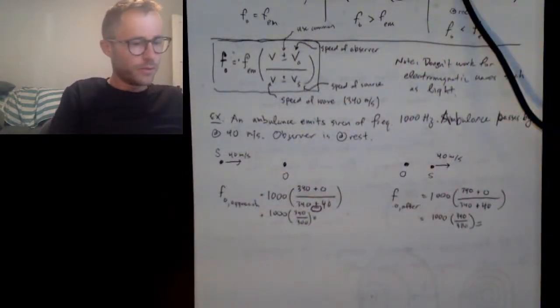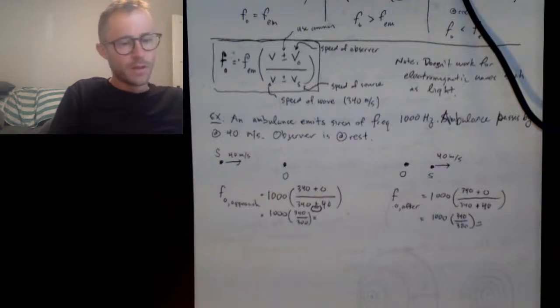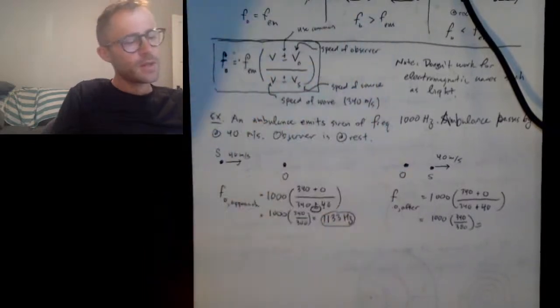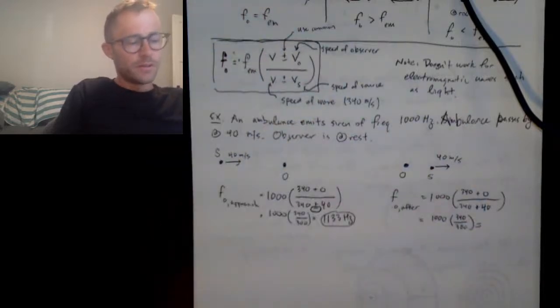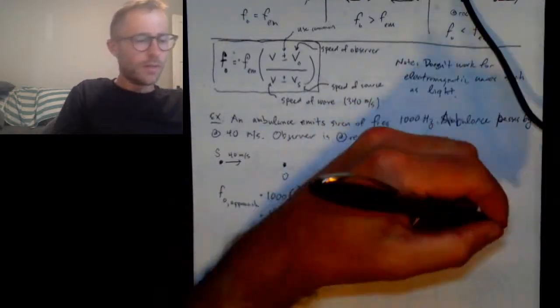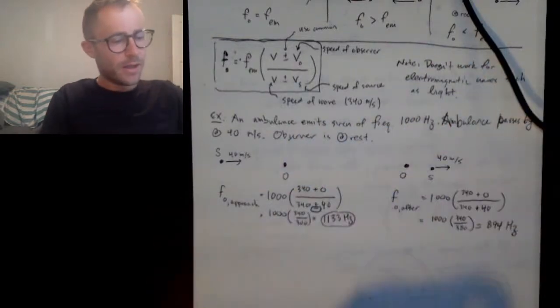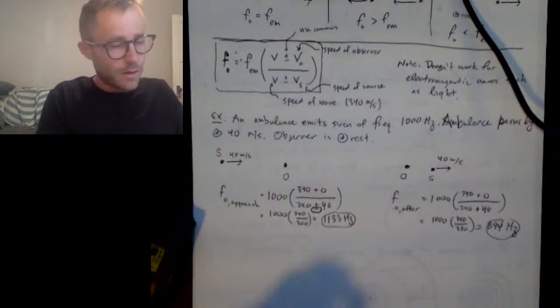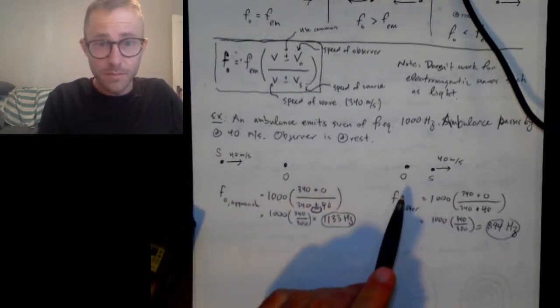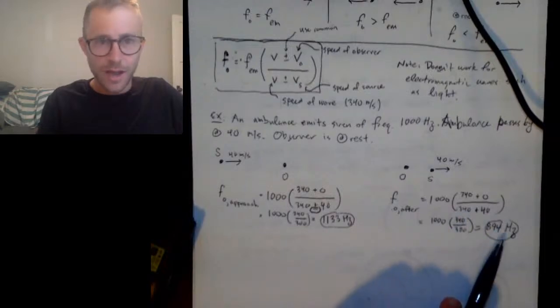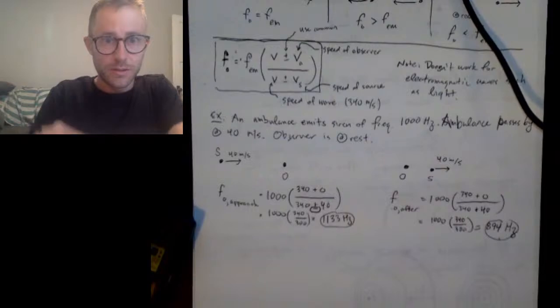If I compute both of these, this is 1,133 hertz, and here we would get 894 hertz. This change would occur at the moment that the ambulance passes by. Notice how the frequency is higher, higher pitched, on approach, and lower pitched afterwards, and it changes at the moment that the ambulance crosses.